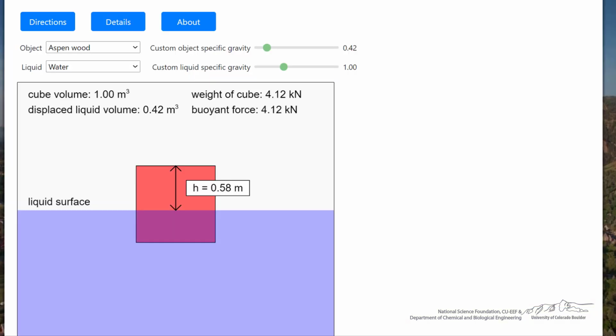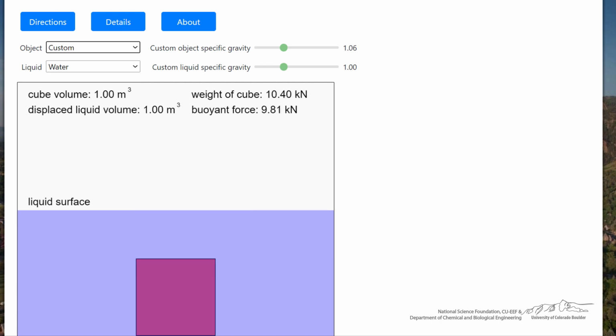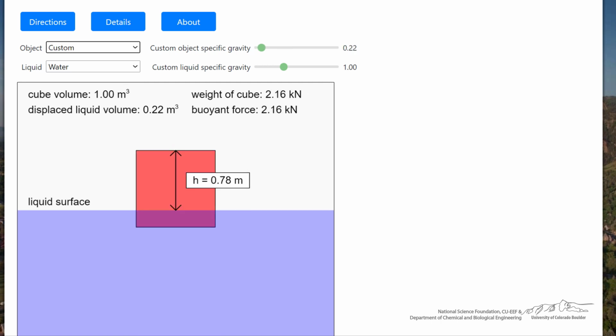So here's the simulation. Pick a different cube, heavier oak, it sinks quite a bit. Or we can use custom values. So if I make the specific gravity low, most of the cube is out of the water, where we're balancing the weight of the cube and the buoyant force.